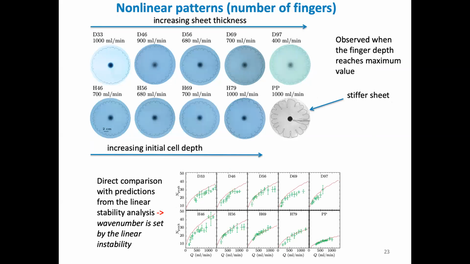By varying sheet stiffnesses, by varying the thicknesses of the sheets, and therefore the Young's modulus and the bending modulus of the sheets, and by varying initial depths of our cells. And for all this data that we have, we did start to notice some systematic trends in how the patterns look.